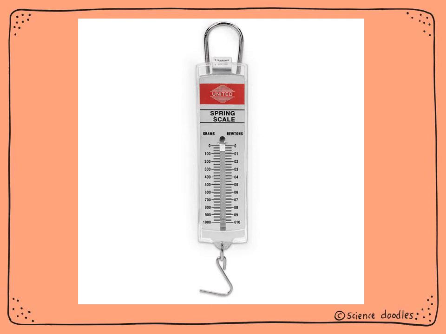Here's an example of the spring scale. You would hang or somehow attach whatever you're measuring to the hook at the bottom, and it pulls down, and then it will show you either in grams or newtons the weight or the force that is on that object.